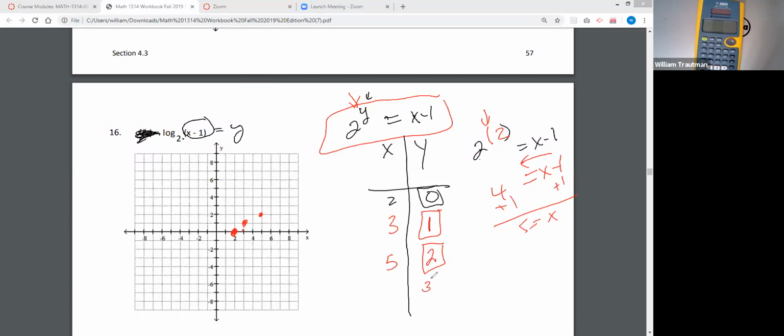Let's plug 3 into y. What happens when you plug 3 in there? 2 to the third power, 2 times 2 times 2, is 8. Bring 1 over. 8 plus 1 is 9. So x is 9. Y is 3. All right, so it looks like our graph is like this.